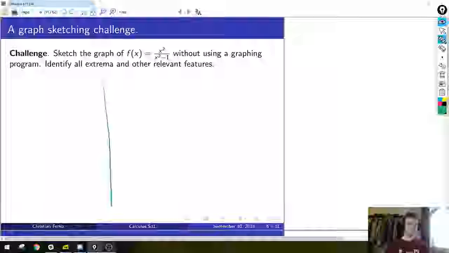Undefined when x equals 1. Yeah, or minus 1 in fact, right? So at 1 and minus 1, yes, we have two asymptotes here.